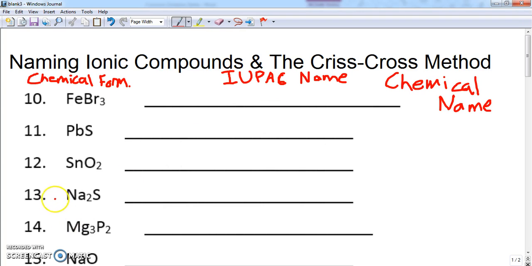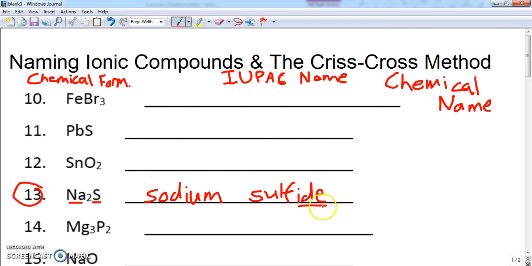So I'm going to do number 13 first. We have Na2S. It's an ionic compound between a boy and a girl. We have two metal atoms and one nonmetal atom, but the numbers don't really make a difference when we are talking about the chemical names, most of the time. It won't make a difference in this one, and I'll show you why. This one will just be sodium sulfide.